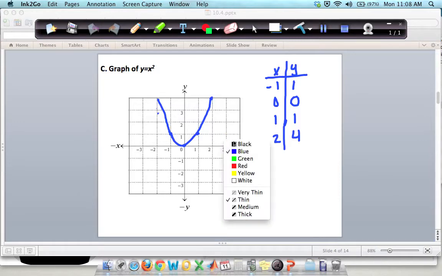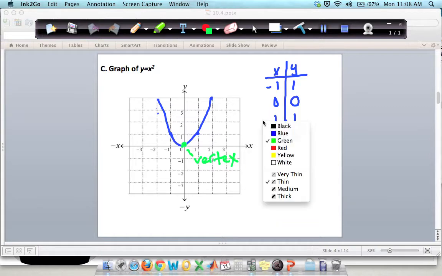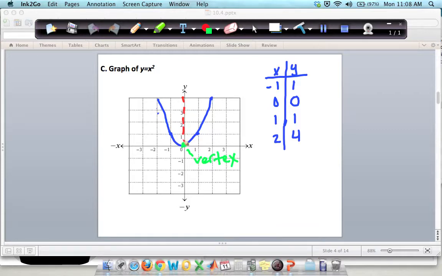And I just want to point out a couple of things. This point right here, in this case the lowest point since our graph opens up, is called the vertex. And then we have what's called an axis of symmetry. That's the line that goes directly down the middle of the parabola through the vertex, and it divides the parabola in half. So if I fold it along this axis, the two sides of the graph would meet. This is called the axis of symmetry, and this is a vertical line. And so remember, a vertical line has the equation x equals whatever x value it's going through.